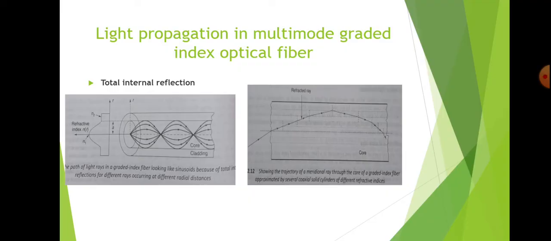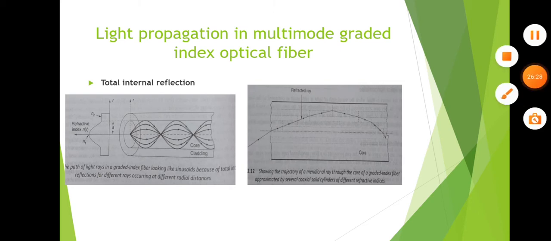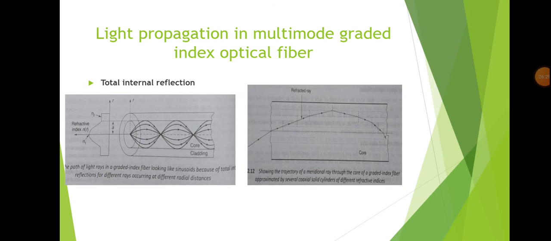This is all about the classification of the fibers, and we have discussed single mode fibers, multimode fibers, step index fibers, graded index fibers, and also single mode step index fiber, single mode graded index fiber, multimode step index fiber, and multimode graded index fiber.